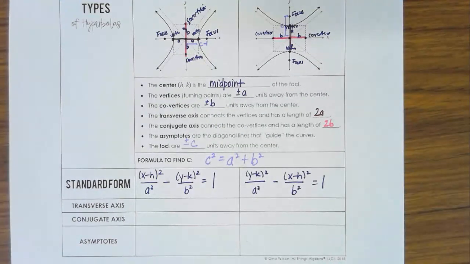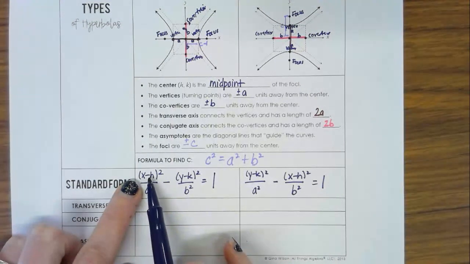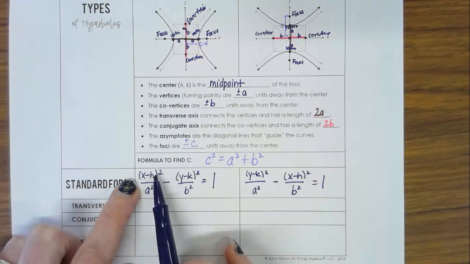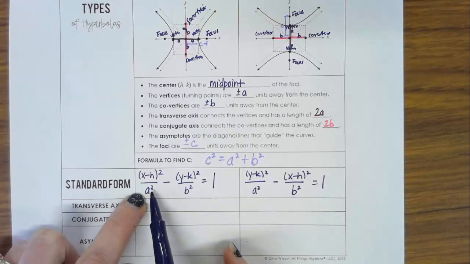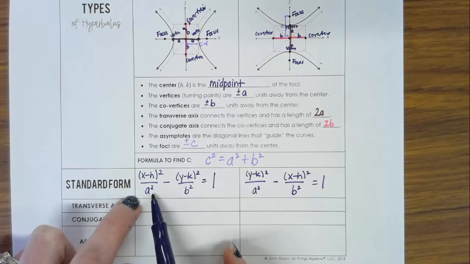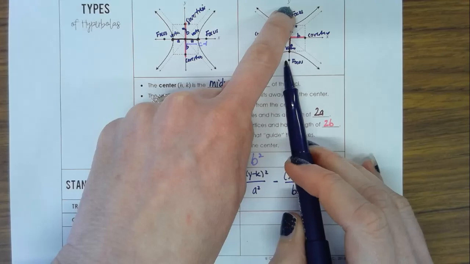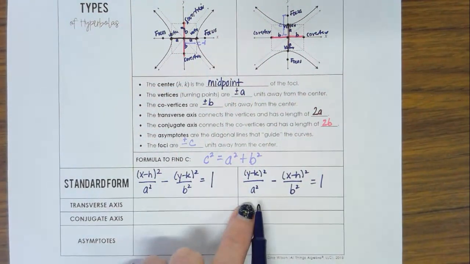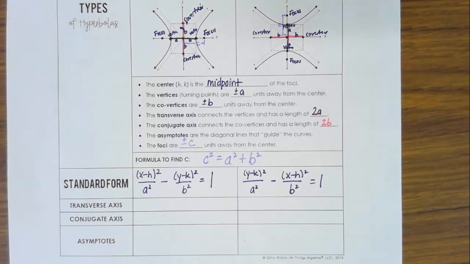Because when we're working with the horizontal transverse axis, we want to go a units away, left and right, to create that. And so that's why we're putting the a squared with the x. When we have a vertical transverse axis, we want to go up and down a units, and that's why we're still keeping the a squared in that first fraction, because we actually changed what that numerator is.